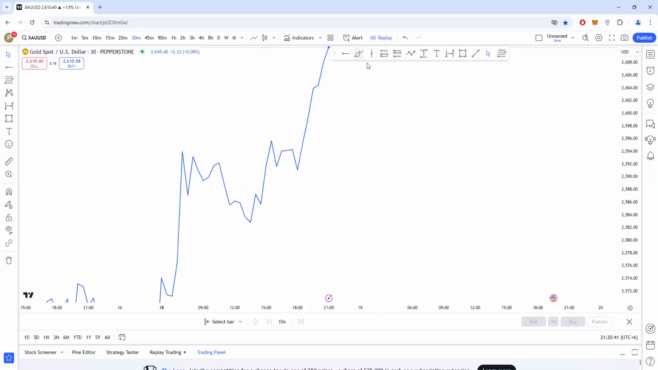Until here, look at this one. We have a W shape here, isn't it? Is this a W shape? How are we going to confirm it? We are going to confirm it with the line chart.